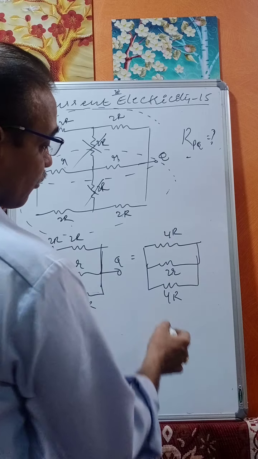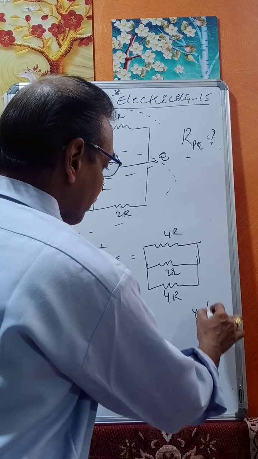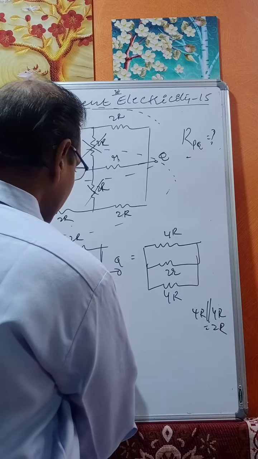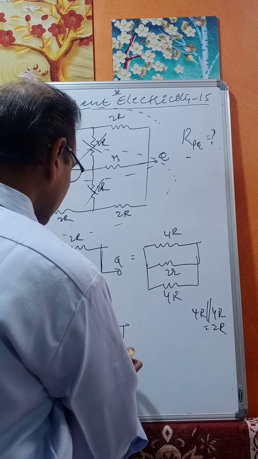First take these two, which are in parallel. 4R in parallel with 4R is 2R. 4R in parallel with 4R is equal to 2R. This is equivalent to 2R in parallel with 2 small r.